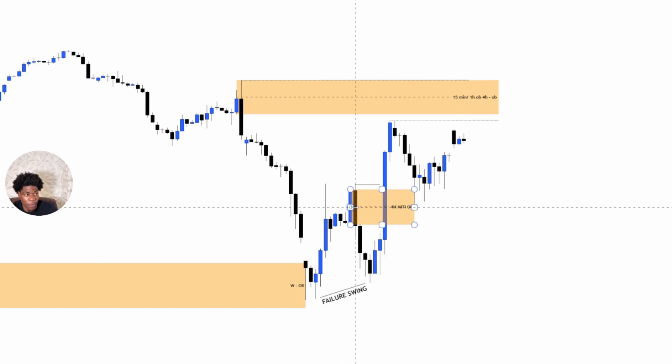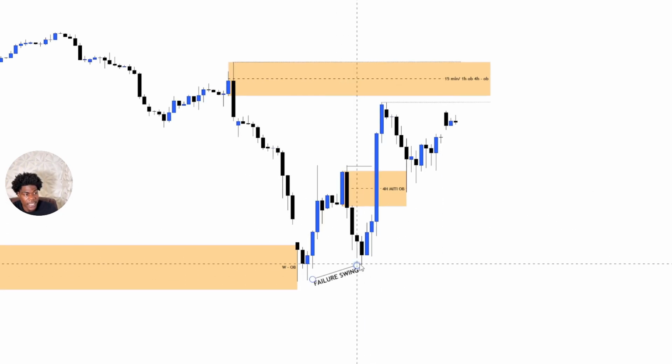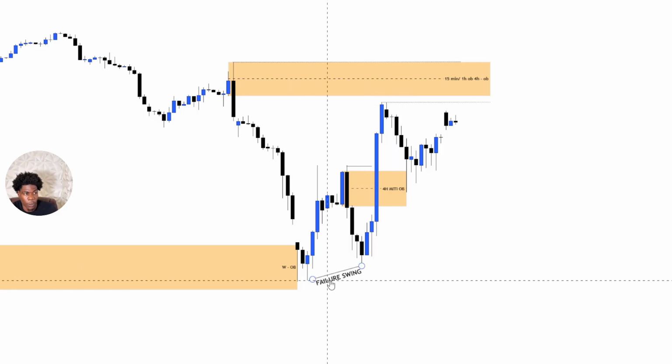This is not a breaker block. A breaker block would have taken liquidity from this old low. A mitigation block respects this old low right here, right? A failure swing. It gives us a failure swing.